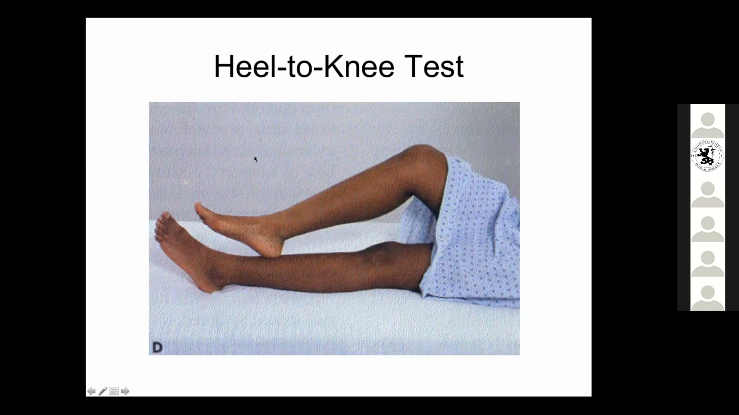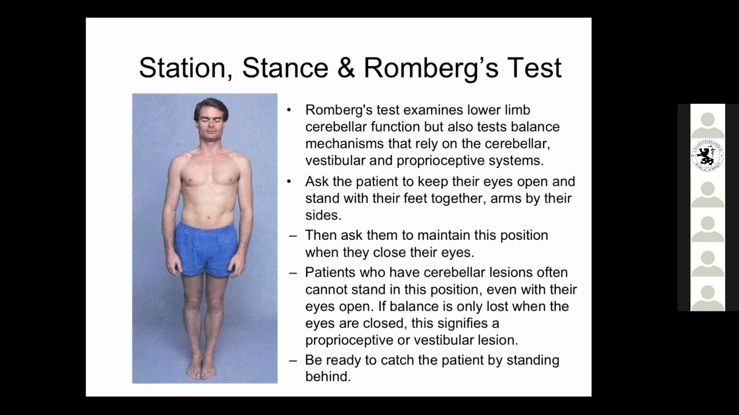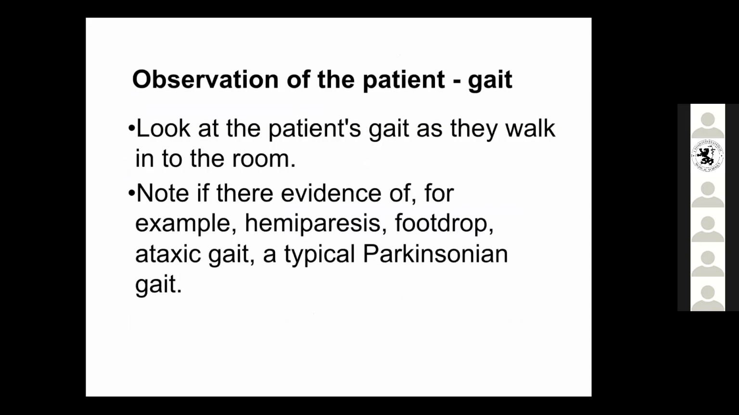And the heel to knee test, in which, as you can see in the picture, they touch with their heel. They go upwards from their ankle to their other knee, and you test if the movement is smooth or not. Rapid alternating movements, known as diadochokinesia, also suggest an intact cerebellar function. If not, then dysdiadochokinesia, and cerebellar function is not intact. Station, stance, and Romberg's test, we spoke about before.